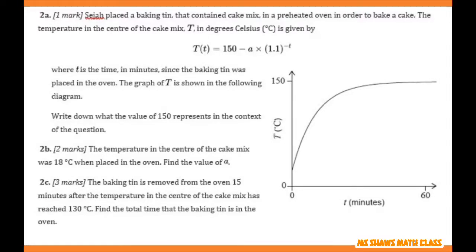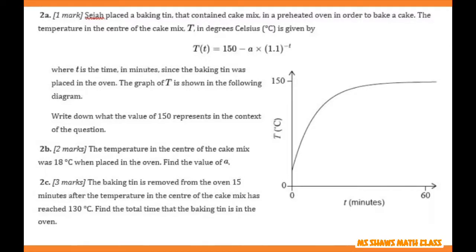Hi everyone. I placed a baking tin that contained cake mix in a preheated oven in order to bake a cake. The temperature in the center of the cake mix, T, in degrees Celsius, is given by T of t, where t is the time in minutes since the baking tin was placed in the oven. The graph of T is shown in the following diagram. Write down the value of 150, what that represents. And we've got these 3 questions to answer.